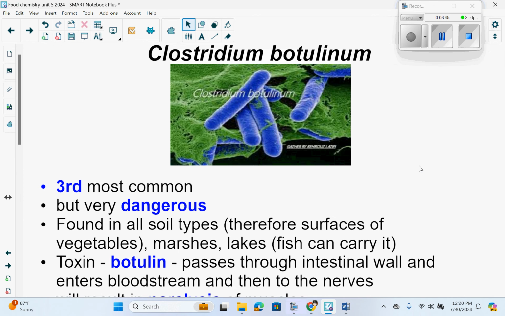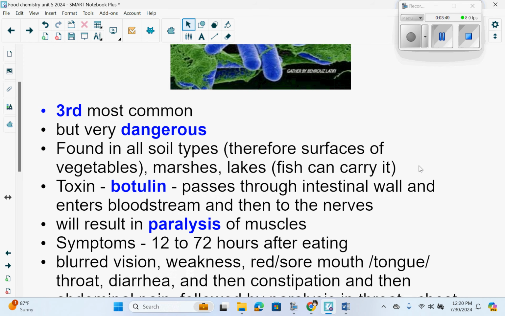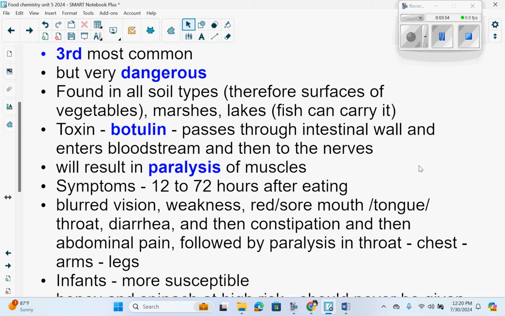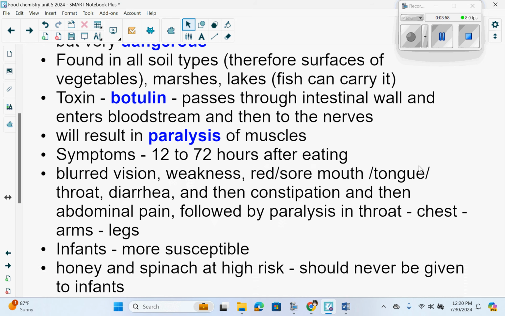Clostridium botulinum. This is the third most common, but very dangerous. It's found in all soil types, therefore surfaces of vegetables, right? Marshes, lakes, fish can carry it. The toxin, botulin, passes through the intestinal wall and enters the bloodstream and then to the nerves. This will result in paralysis of the muscles.